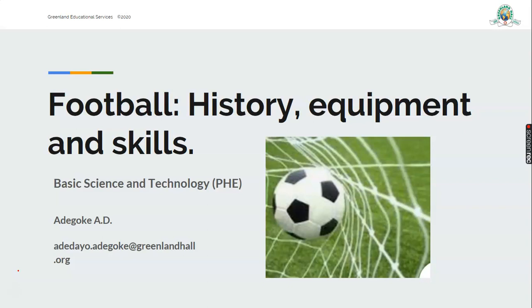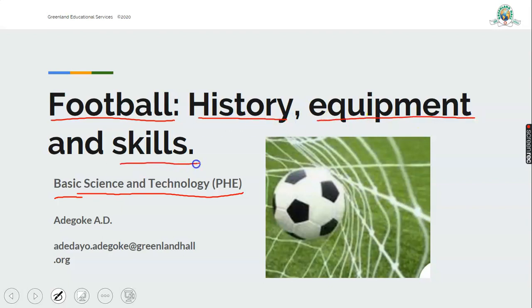Today we are considering the subject Basic Science and Technology, and our emphasis is on PHE, that's Physical and Health Education. In Physical and Health Education today we are considering the topic football, and we'll be looking at the history, the equipment, and then the skills that are needed in football. As you can see on the screen, there's a picture of a football.